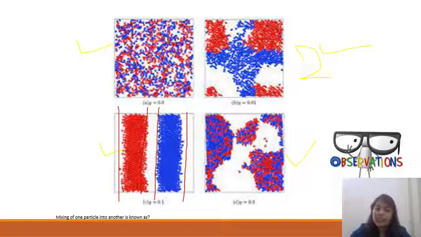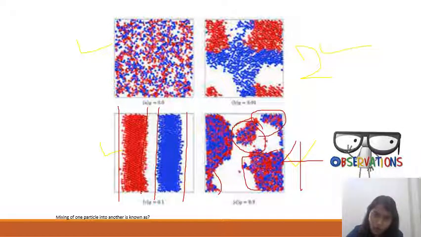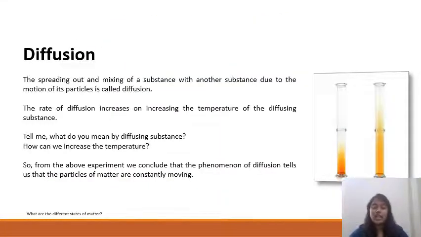And in the last, fourth image, what has happened? Yes, they are mixed but quite scattered, spread all over the place in all directions. Okay, so just tell me, mixing of one particle into another particle is known as what? It is related to today's topic. You can also guess today's topic. Yes. So that is known as diffusion. Our today's topic is diffusion.